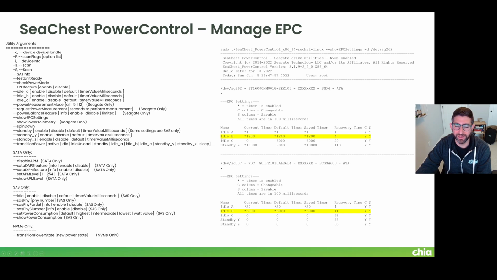You can see here I have an Exos X18, I believe a 16 terabyte drive or something like that. It's showing the idle A timer is 1, and it says all times are in 100 milliseconds. So these drives go into idle A almost immediately after an IO. And then idle B is 1200 times 100 milliseconds, so it's basically 120 seconds for the idle timer.